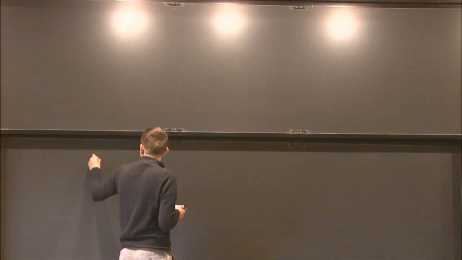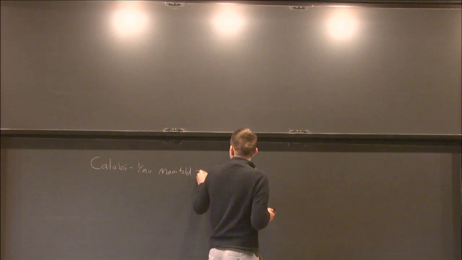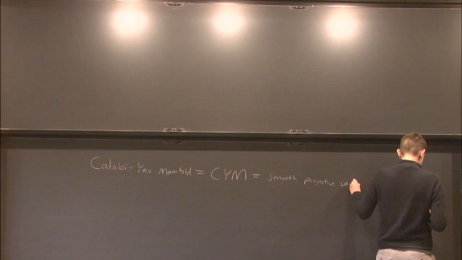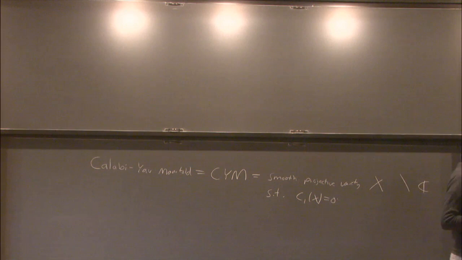So in this talk, what I mean by Calabi-Yau manifold, I'll just write that as CYM. And I'm going to think of that as a smooth projective variety X over C with trivial first Chern class. So this is what I mean by Calabi-Yau in my talk.